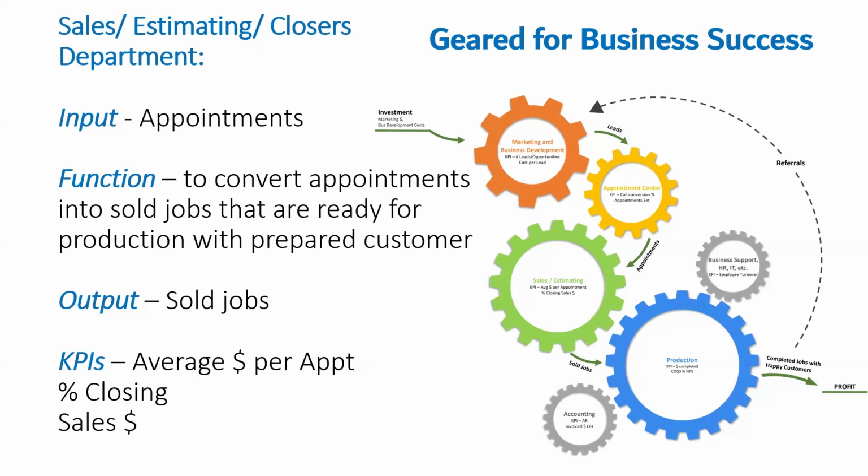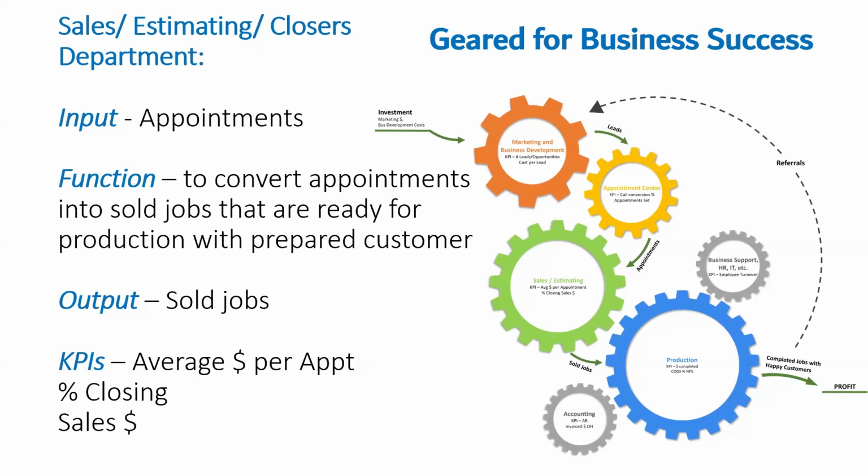Their output is, of course, sold jobs, and their KPIs. I like average dollars per appointment. I like it because it gives me an indication of how well they're using the appointments that are set for them as one number. It combines closing percentage and their average dollar per sale together, and it becomes kind of a benchmark number that you can look at and go, okay, it's the expected average dollars per appointment I would expect them to sell.